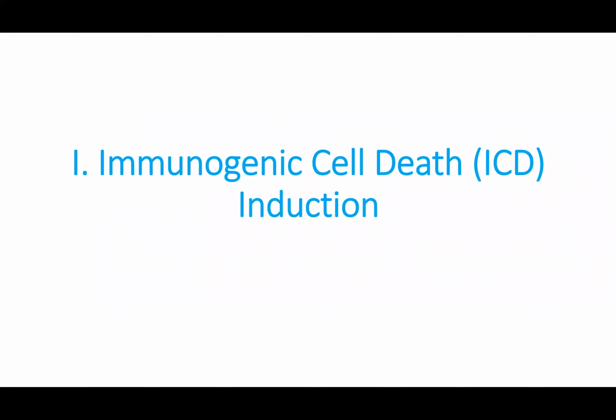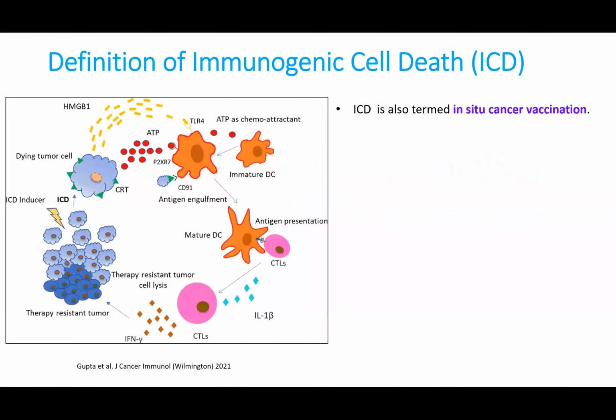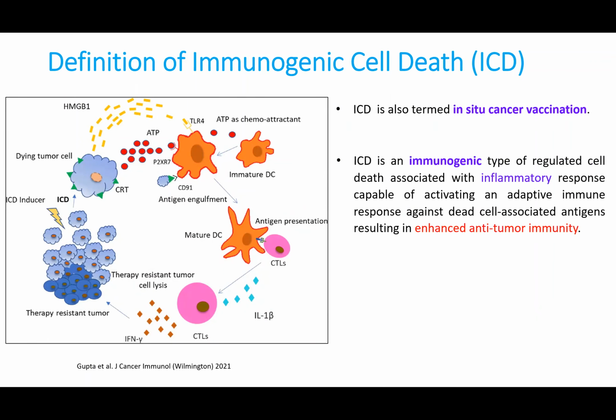So the first strategy to enhance the tumor immunogenicity is immunogenic cell death induction. The definition of immunogenic cell death induction, also termed in situ cancer vaccination: it's a type of cell death. What is the difference between immunogenic cell death and normal or regulatory cell death?